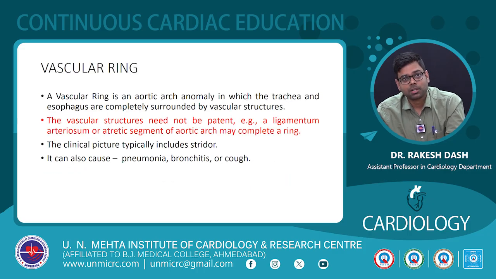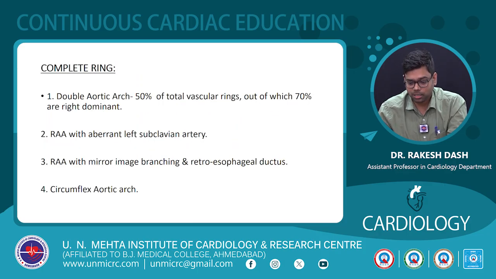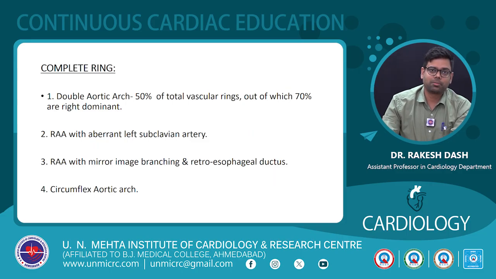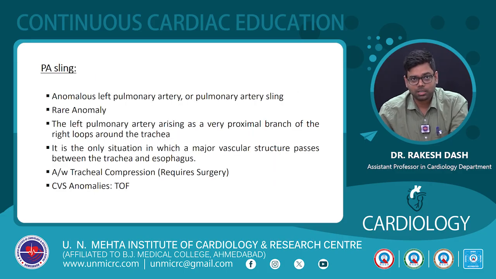So, vascular ring. Vascular ring is an aortic arch anomaly in which the trachea and esophagus are completely surrounded by vascular structures. The vascular structure need not be patent; it may be a ligamentum, or an atretic segment of the aortic arch. Clinically they present with stridor and also cause pneumonia, bronchitis and cough. Of the complete rings, 50% are due to double aortic arch, and others are right aortic arch with aberrant left subclavian artery, right aortic arch with mirror image branching and retroesophageal ductus, and circumflex aortic arch.